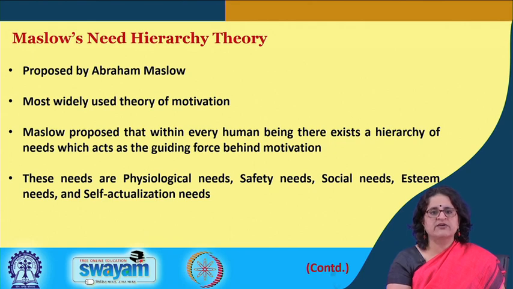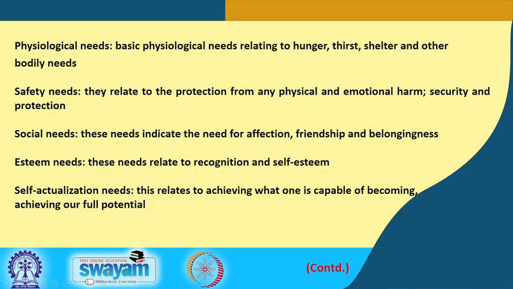Now, these needs are arranged in a hierarchy and they act as a guiding force behind motivation. So, to elaborate on these needs, the physiological needs would include the basic physiological needs like hunger, thirst, shelter. Safety needs pertain to the protection from physical and emotional harm. Safety needs actually refer to security, refer to protection.